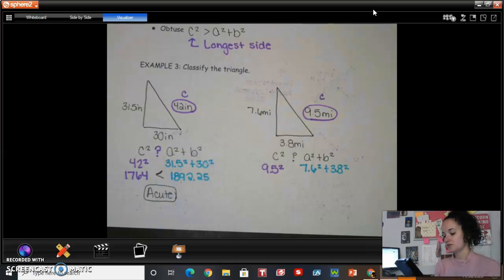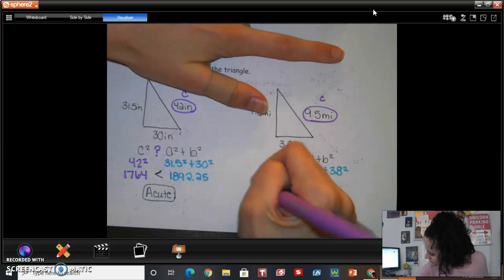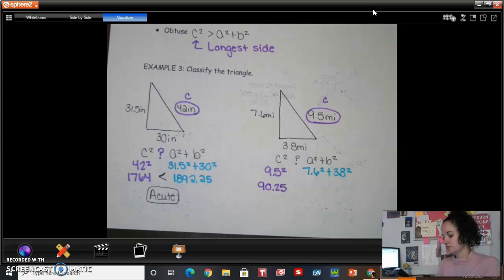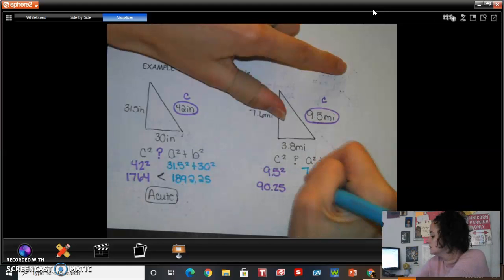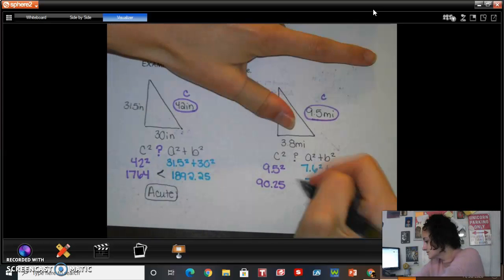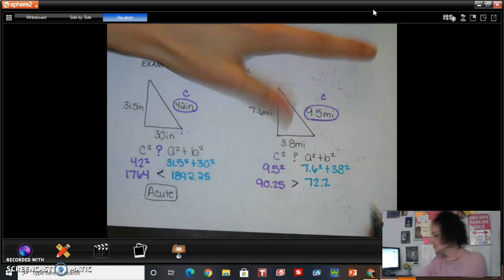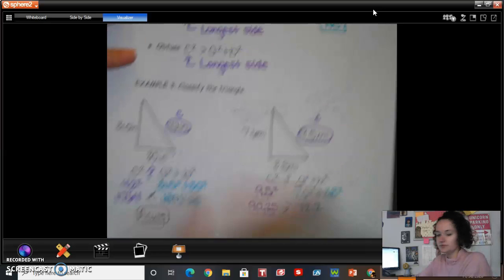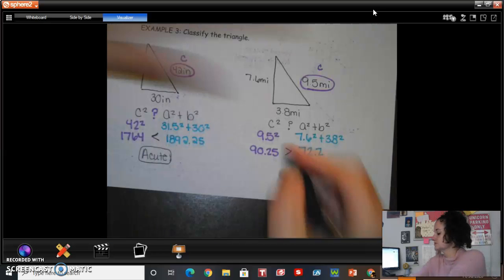So we've got 9.5 squared, which gives us 90.25. And 7.6 squared plus 3.8 squared gives us 72.2. Now remember, shark or Pac-Man, however you want to think about it, it's going to eat the larger number. So 90 is larger than 72, so I'm going to see which one says c squared is greater than. Well, that would be obtuse.